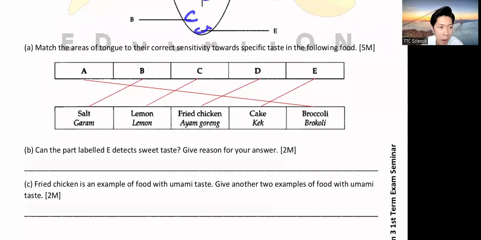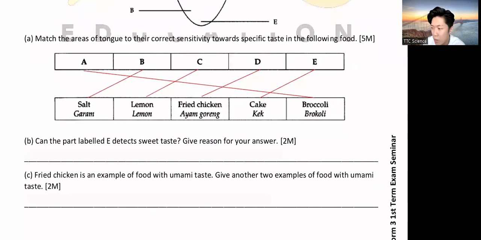So if a question says why E detects sweet taste, very simple. You just have to say because that part E has more receptors to detect sweet taste. The keyword here is receptors. So can part E detect sweet taste? Yes, of course. First mark. Sounds a bit dumb, right, the question, but yes, of course. Then second mark, because there is a higher number of receptors to detect taste. There you go.